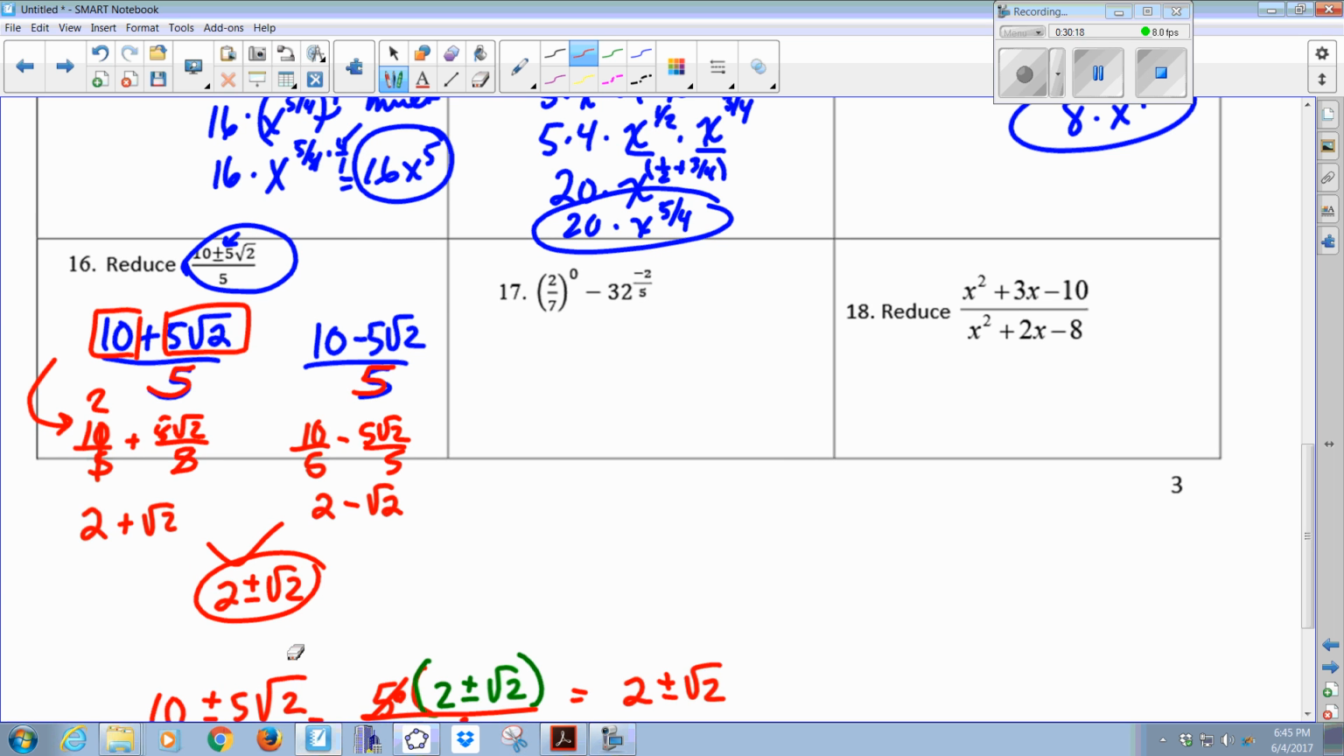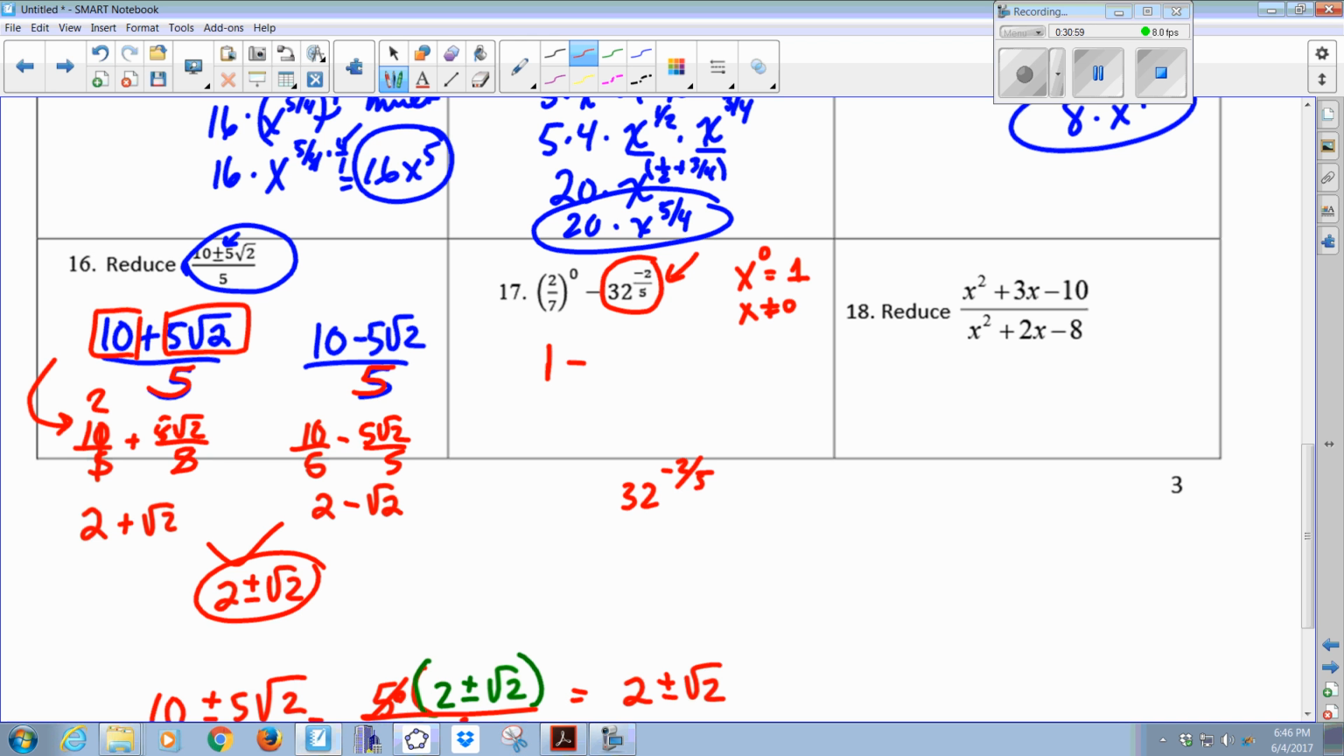17 is a problem that often gives students nightmares, because not only do you have the 0 for an exponent, but then again you have the fractional exponent. Recall that if you have anything to the 0 power, the definition is 1, with the exception that x itself cannot be 0. So any number to the 0 power, except for the number 0, is defined to be 1. 0 to the 0 power doesn't exist. Okay, there's no number that 0 to the 0 power equals. So this becomes 1, and now you've got to deal with 32 to the negative 2/5.